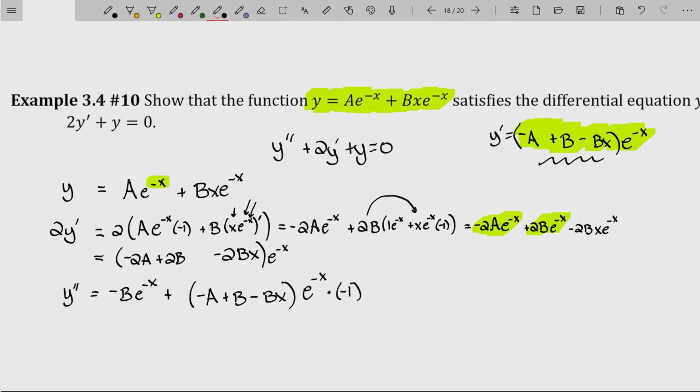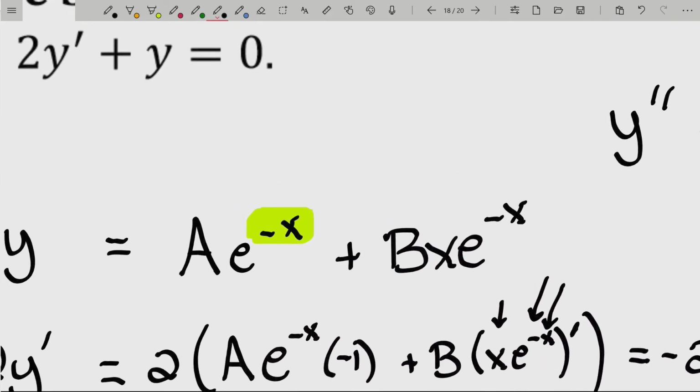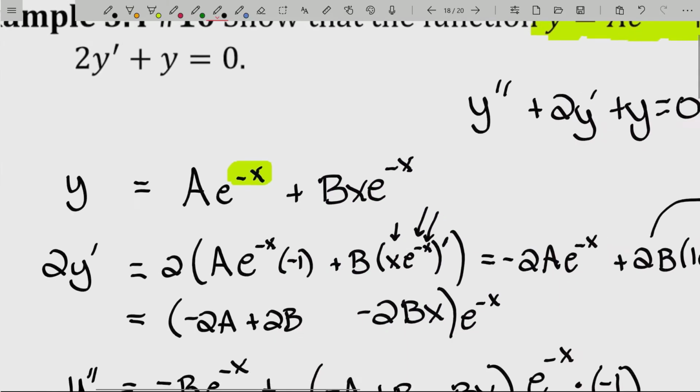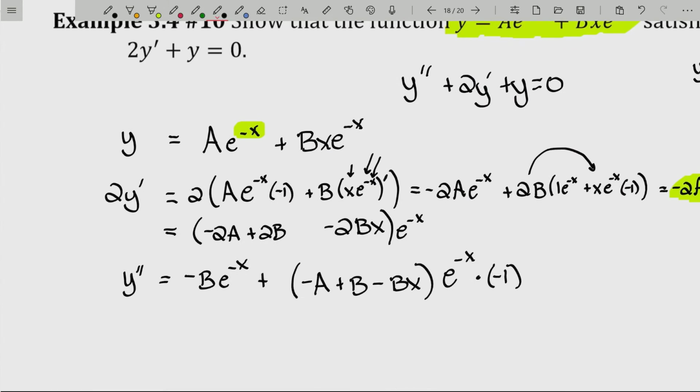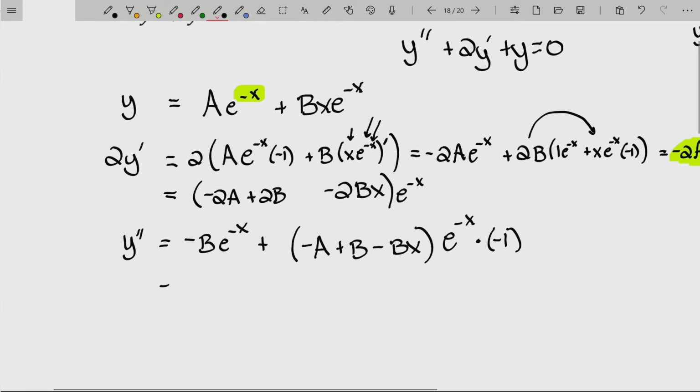There you go. By the way, that should show you that had we started this whole problem by just factoring out e to the negative x, it would have been better. When you factor beforehand to get a nice product rule, sometimes it's a little cleaner. That's not that big of a deal though. This is going to equal negative b e to the negative x minus this, maybe I'll distribute it through. I'll say plus a e to the negative x minus b e to the negative x, and then plus bx e to the negative x.